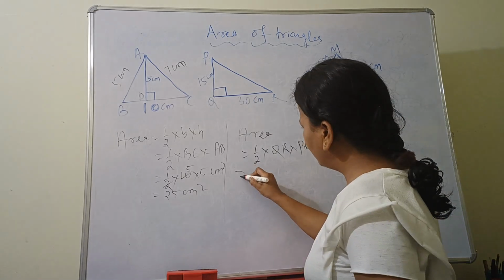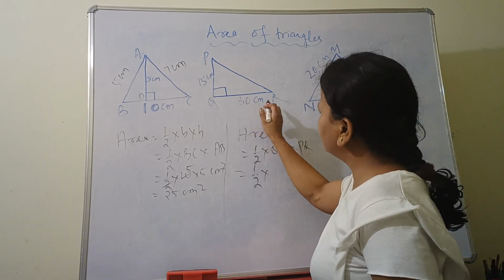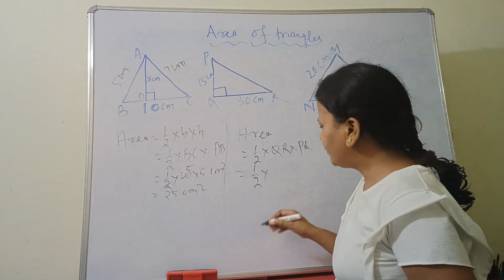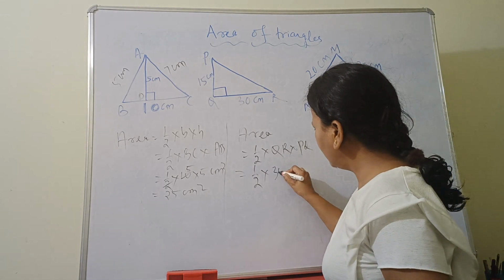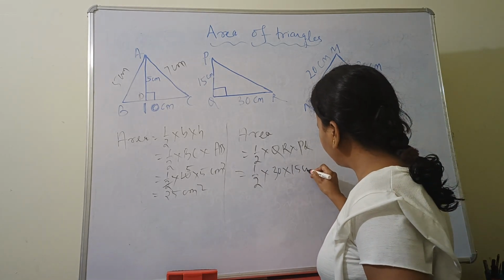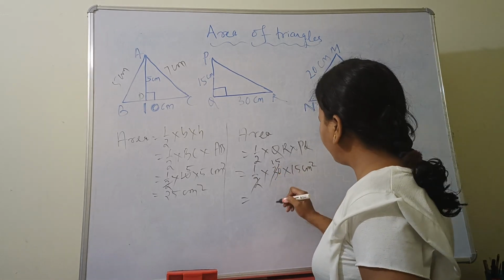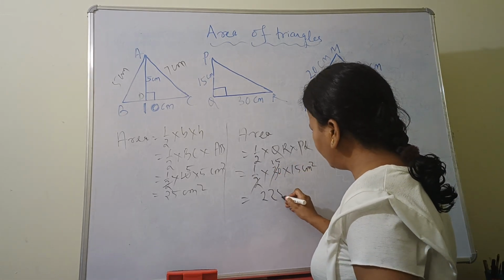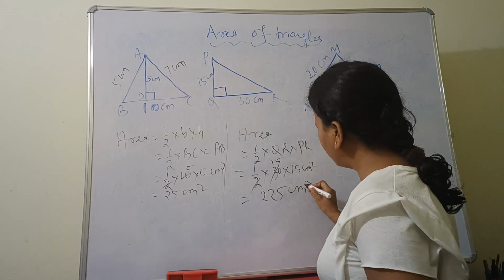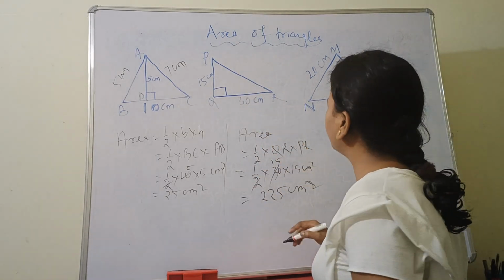PQ is the height. So half into base is 30 centimeter, 15 centimeter is the height. So 30 multiplied by 15, that much centimeter square. Now 2 and 30 are cancelled, and 15 is 225 centimeter square. This is the area of this triangle PQR.